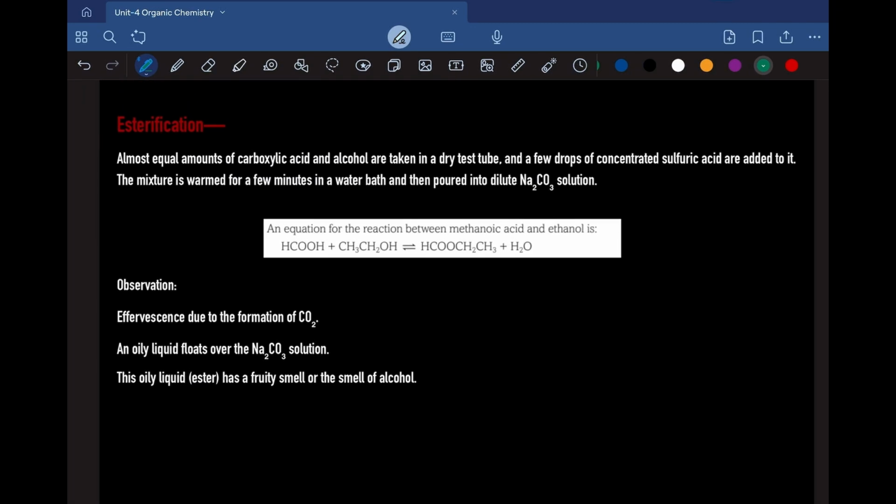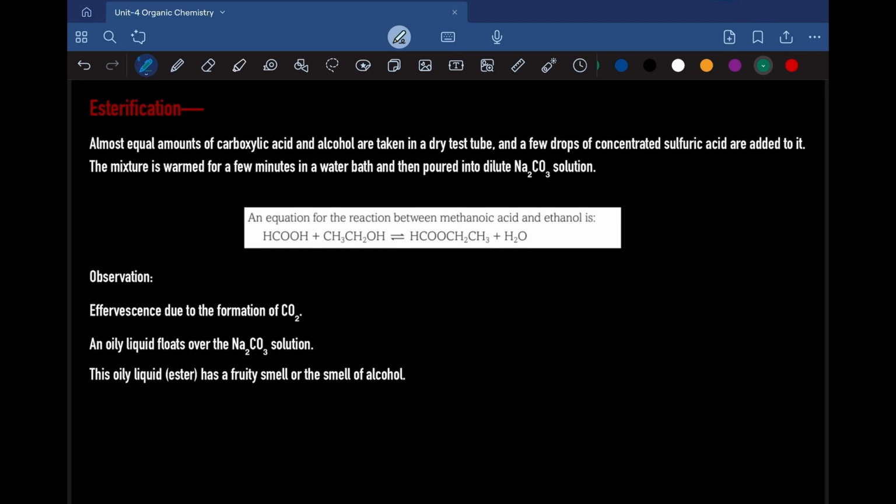Now moving on to the esterification of the esters. Okay, now moving on to the esterification. So almost equal amounts of carboxylic acid and alcohol are taken in a dry test tube, and a few drops of concentrated sulfuric acid are added to it. The mixture is warmed for a few minutes in a water bath and then poured into Na2CO3 solution. So how does it actually work?